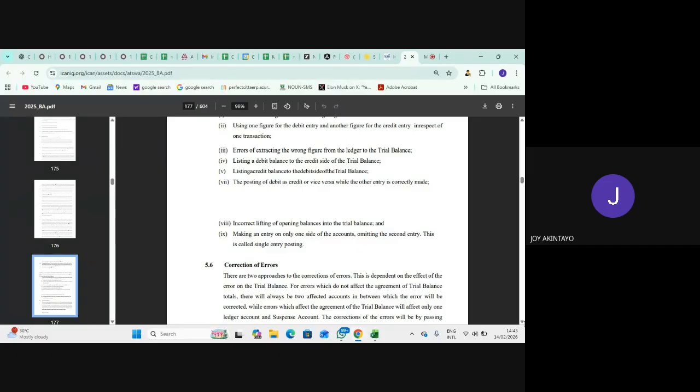Then we have two approaches to the corrections. Depending on the effect of your error, we have two approaches. One is the correction of the errors that affect your trial balance, and the other is those that do not affect your trial balance. For errors that do not affect your trial balance, how do you effect this? Just apply your double entry principle. The account to be debited, you debit it. The account to be credited, you credit it.